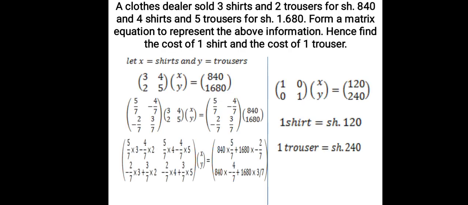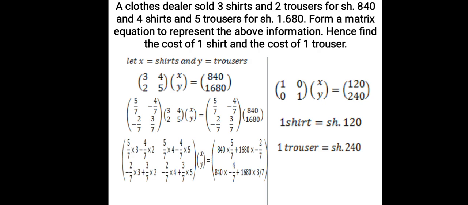Matrices. A clothes dealer sold 3 shirts and 2 trousers for 840 shillings and 4 shirts and 5 trousers for 1,680 shillings. Form a matrix equation to represent the above information. Hence, find the cost of one shirt and the cost of one trouser.